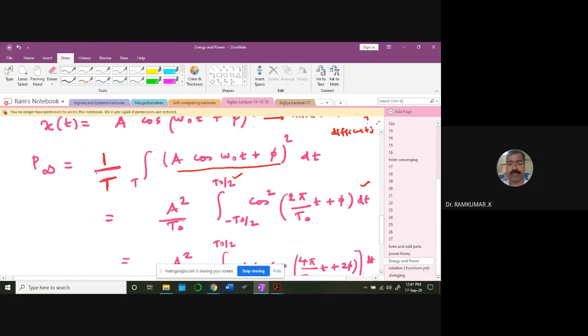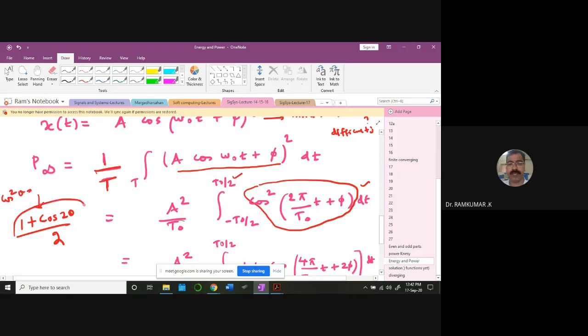So here you have to be a little careful. This is a cos square term. When you integrate a cos square term, you normally apply a trigonometric identity like this: cos 2 theta divided by cos square theta can be represented like this. So this trig identity is something you need to go back and refer.